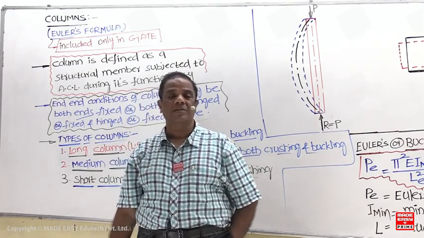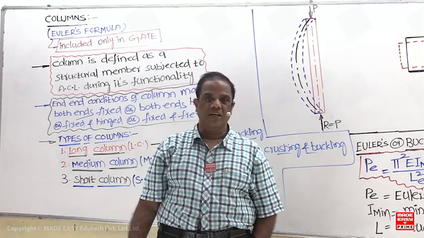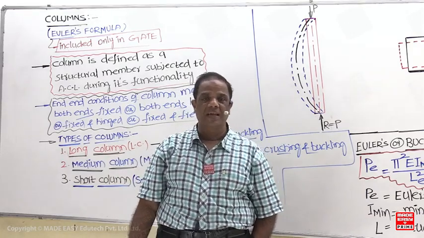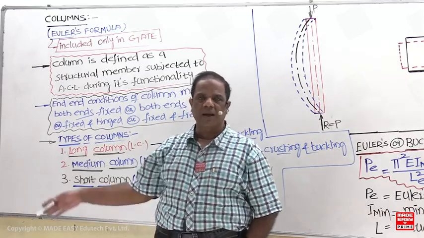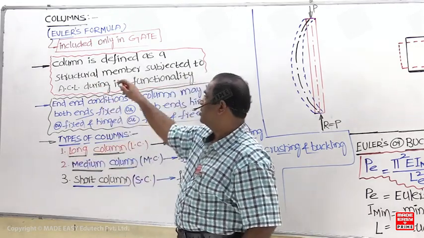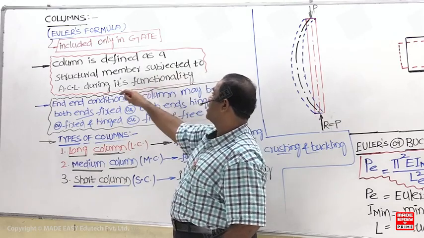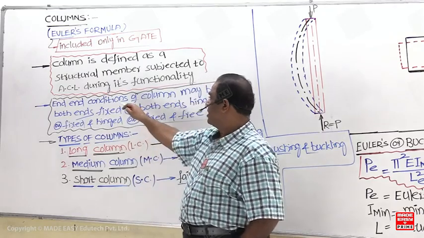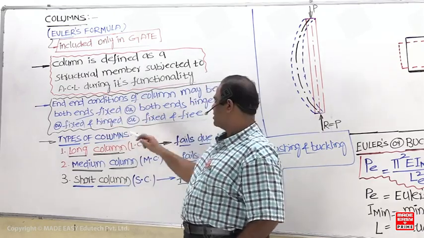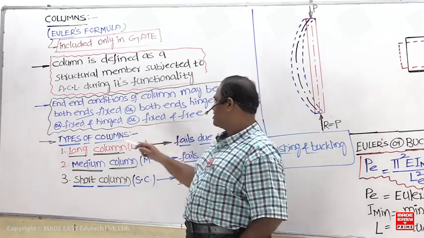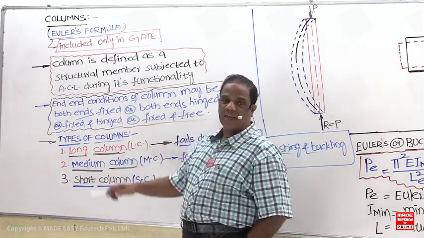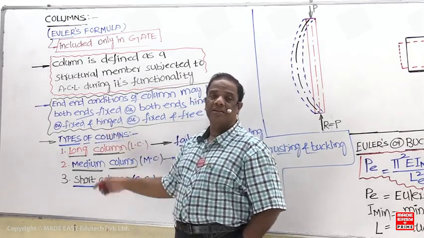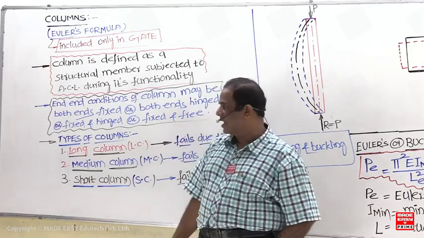There are 3 types of columns based upon length to cross-sectional dimension. Long columns I am representing by LC, short columns by SC, and medium columns by MC. To save your time, I had already written this on the board. The column is defined as a structural member subjected to axial compressive load, ACL, during its functionality. End conditions of a column may be both ends fixed, both ends hinged, fixed and hinged, or fixed and free. Both ends fixed means just like a fixed beam. Both ends hinged means just like a simply supported beam. Fixed and hinged means propped cantilever. Fixed and free means just like a cantilever.